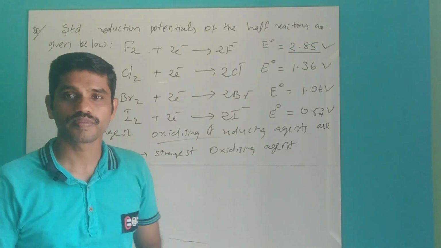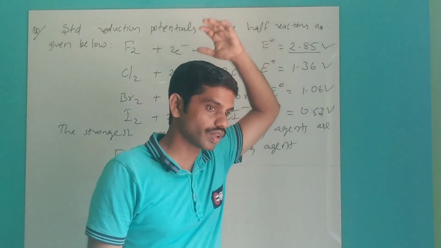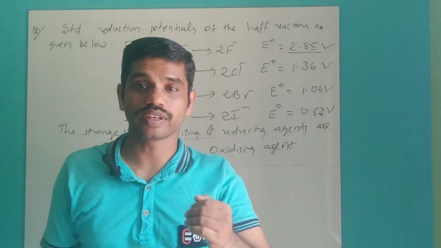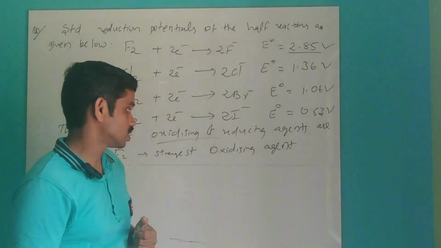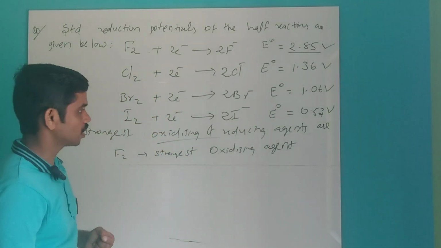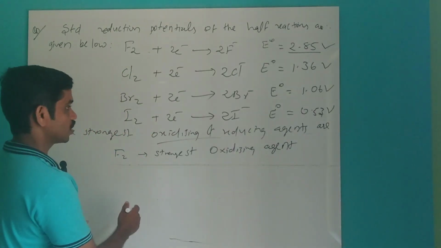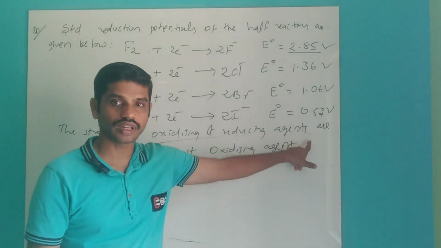So understood or not? So very simple. Highest value is the strongest. So which one has the highest value? It is acting as the strongest oxidizing agent, undergoing reduction. Then next question, which is the strongest reducing agent?